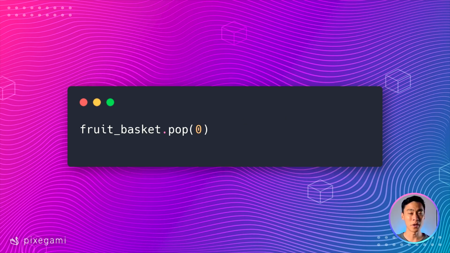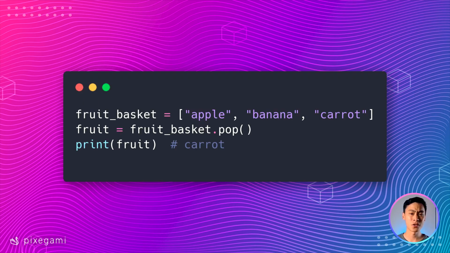And if you know a specific index of the list that you want to remove, you can do that too using the pop method. For example, if I wanted to remove just the first item of a list, I can pop index 0. So I'll just type fruit basket pop 0, and that will remove the first item. In addition to removing the item from the list, the pop method also returns the item to you, making it available for you to use.